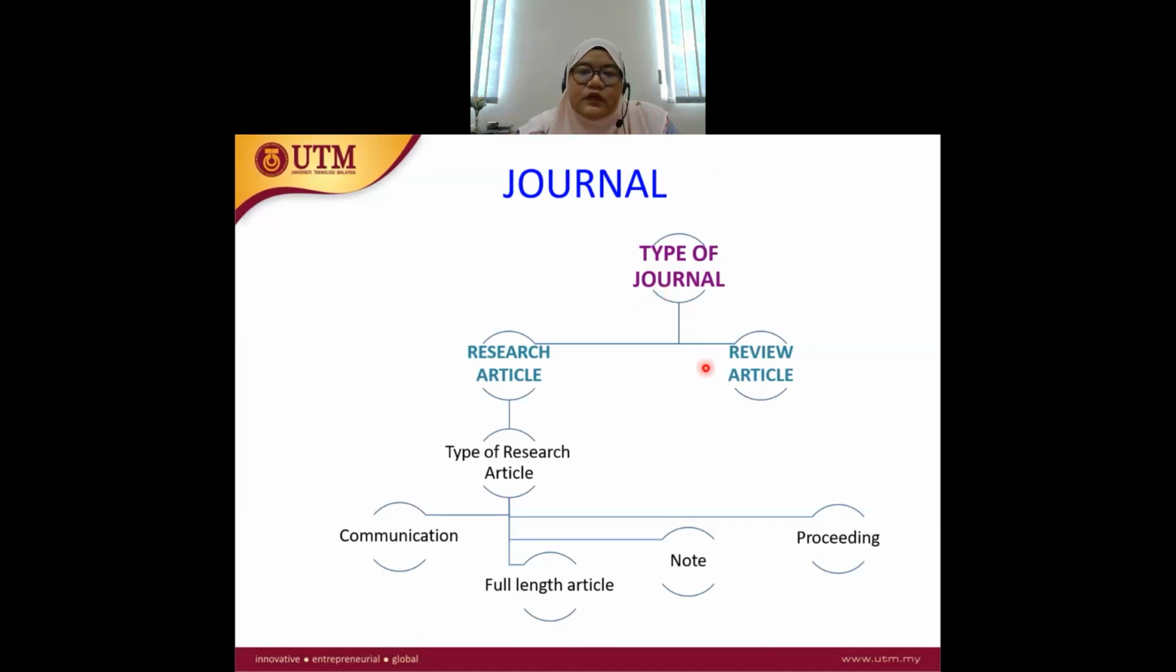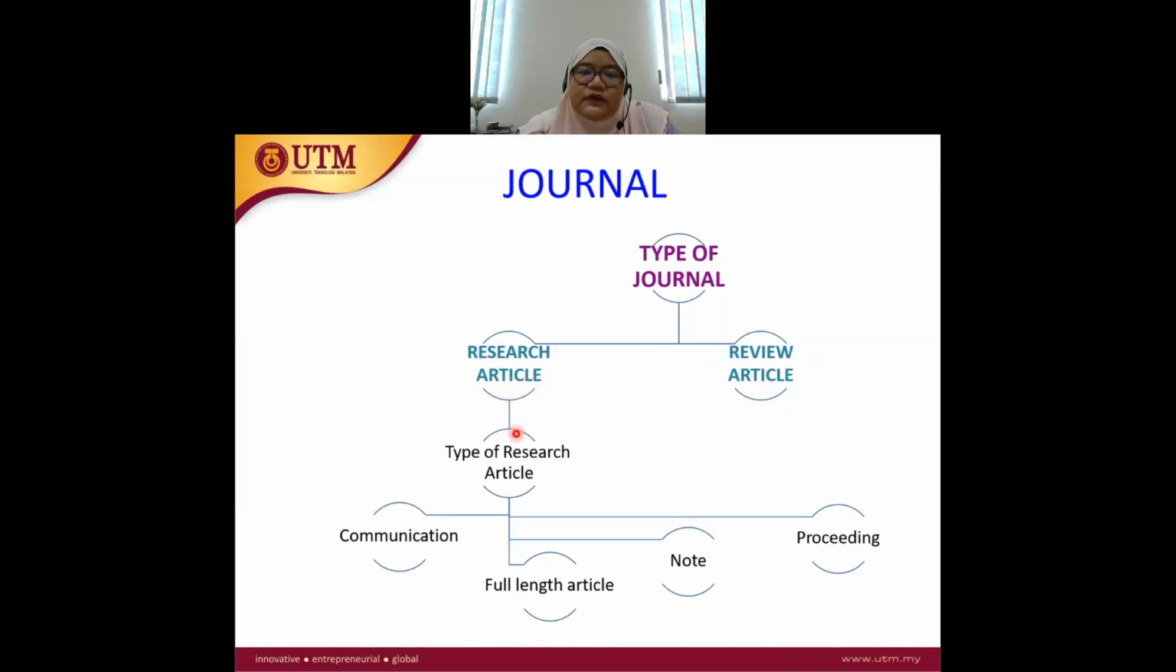Okay, so as I mentioned before, research articles are important in searching the literature review. There are two types of journal articles. First is the research articles. Second is the review articles.